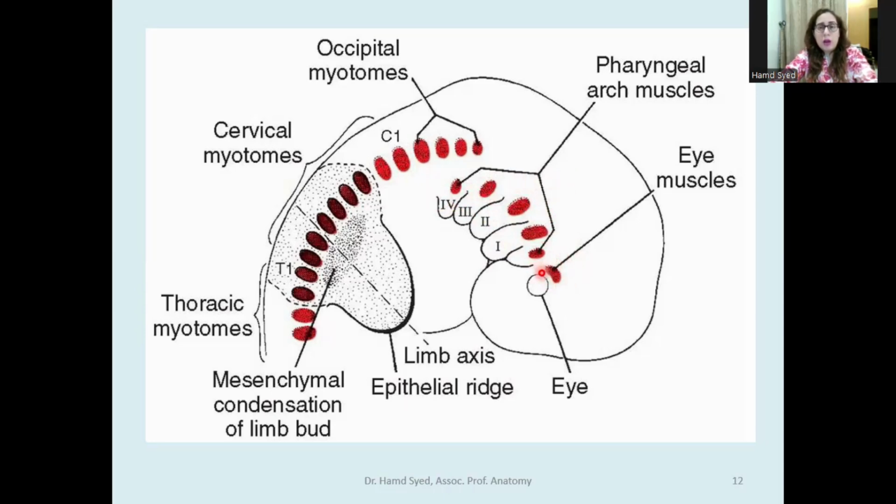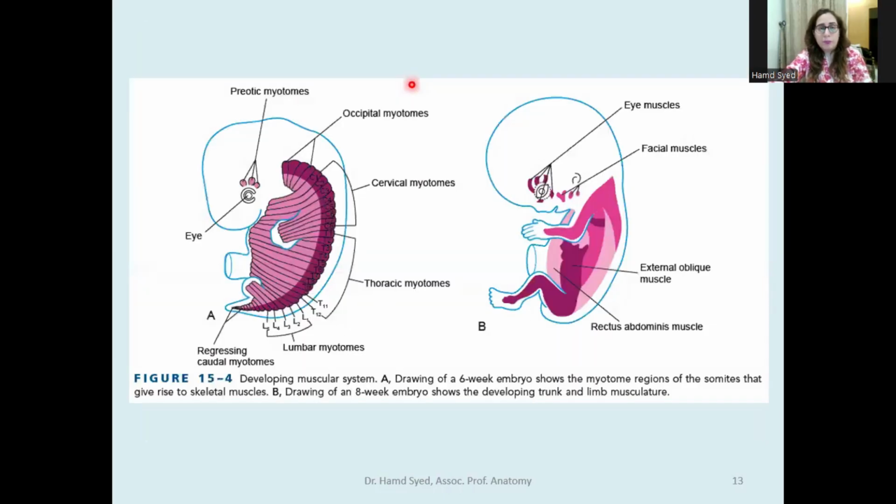Here you can see are the eye muscles, and here now are the somites, which are present in the midline, and the uppermost are the occipital somites, and then from there you can see are the cervical ones, and then as we go inferiorly we have thoracic somites, and over here they have been labeled as myotomes because we're talking about the portion of the somite which is going to form the muscle, and that is known as the myotome.